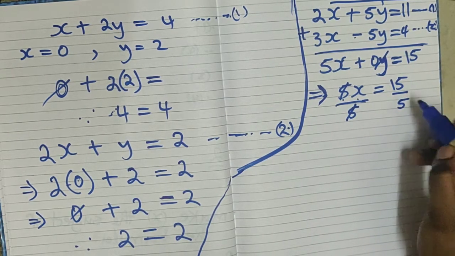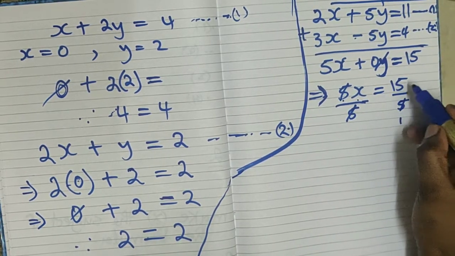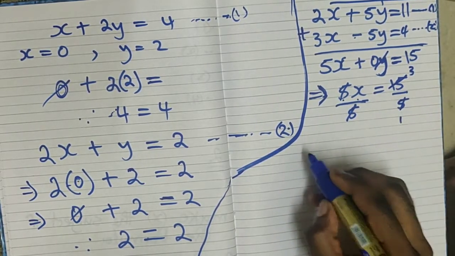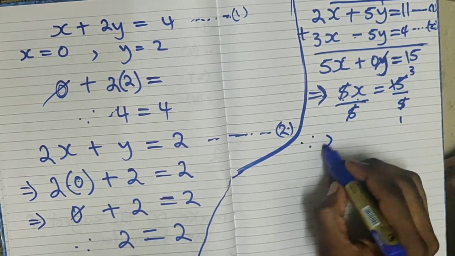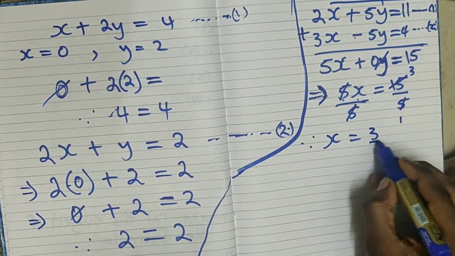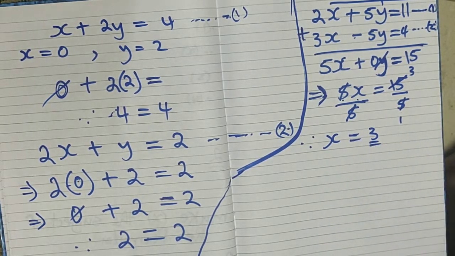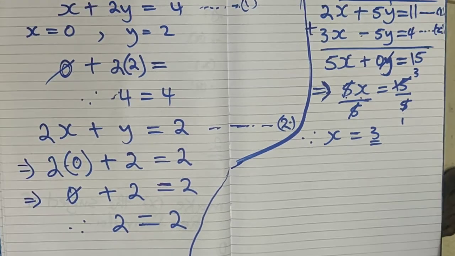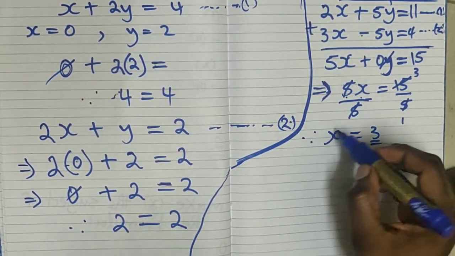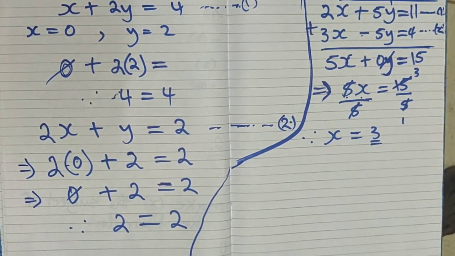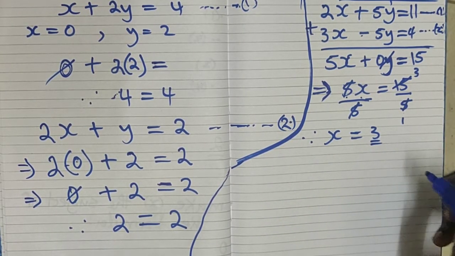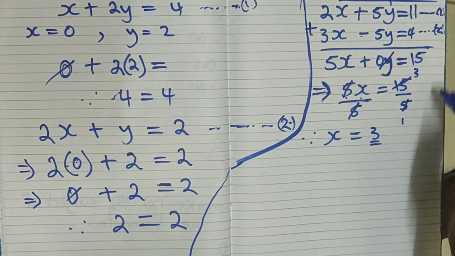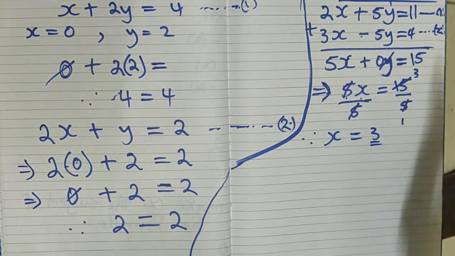Now we can simplify this. 5 divided by 5 is 1, and 15 divided by 5 is 3. Therefore, our x is 3. Now, let's solve for y. To find y, we are going to substitute this x into either equation 1 or equation 2.